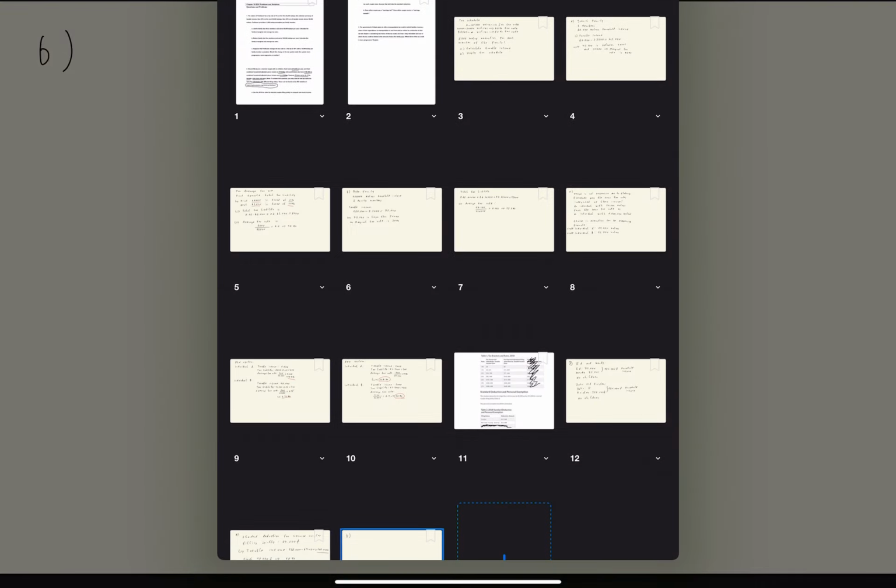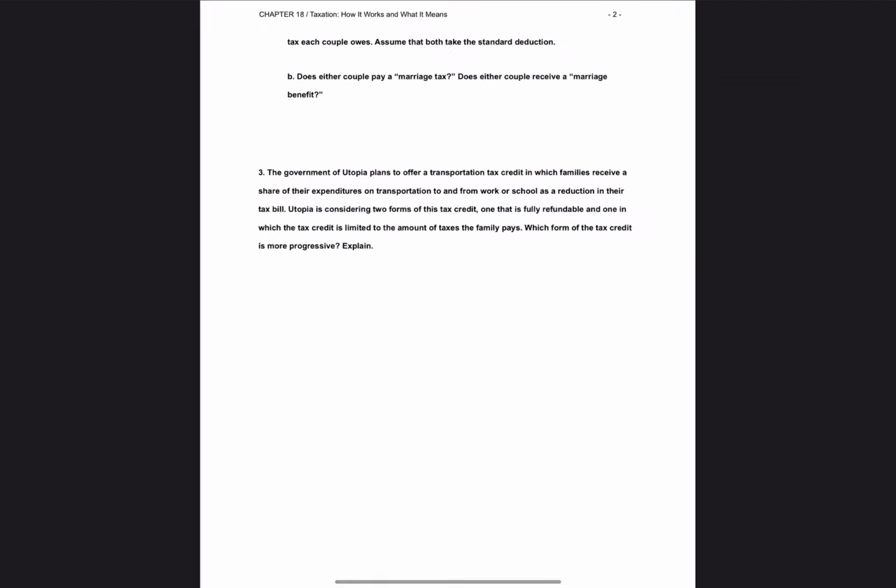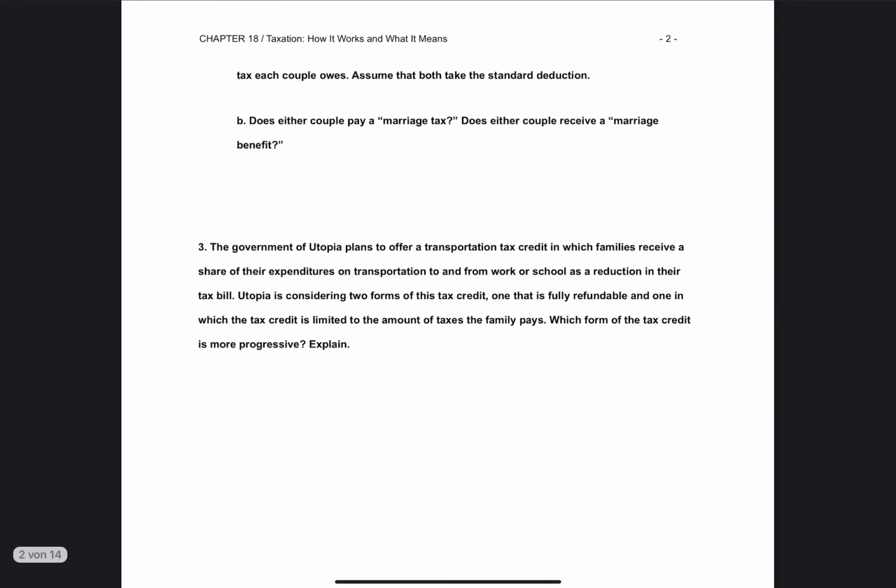Now in sub exercise B, what we are asked is the following. Let me just go back. Does either couple pay a marriage tax, or does either couple receive a marriage benefit? So, did it pay off from a total tax liability point of view? So, how much tax do you owe to the government?